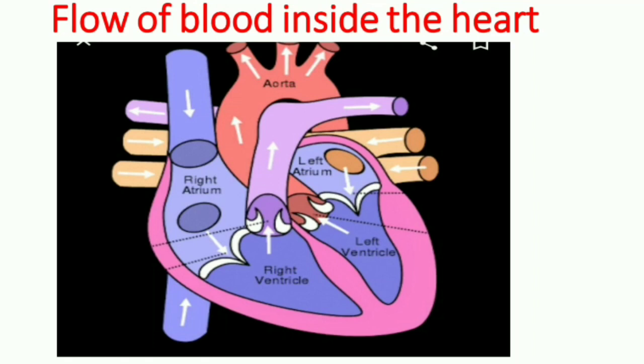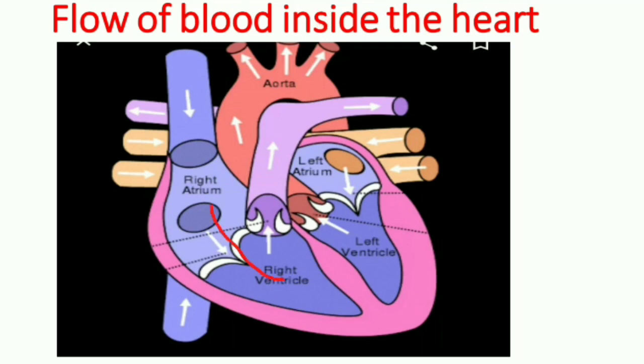The deoxygenated blood enters into the right atrium by three main ways: the superior vena cava, the inferior vena cava, and the coronary sinus. Then the right atrium pushes the blood into the right ventricle. The right ventricle pushes the blood to the pulmonary artery. Like that, the oxygenated blood enters into the left atrium through the pulmonary vein. Then it enters into the left ventricle and is then transported to the aorta. Like that, the flow of blood occurs inside the heart.